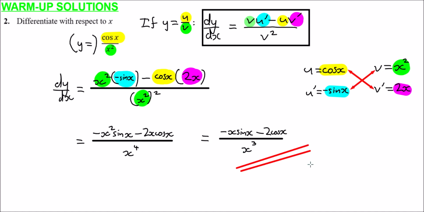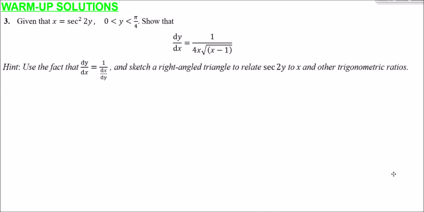Let's have a look at the final warm-up question 3. So question 3. Given that x equals sec squared of 2y and that y is defined between 0 and pi over 4 exclusive, show that dy by dx is 1 over 4x multiplied by the root of x minus 1. So I've got a couple of hints here really. So remember, dy by dx can be found by finding dx by dy first, then reciprocating that, and also a sketch of a right-angled triangle to relate sec 2y to what x is, and the other trig ratios might be useful. So we're going to use both of those hints now.